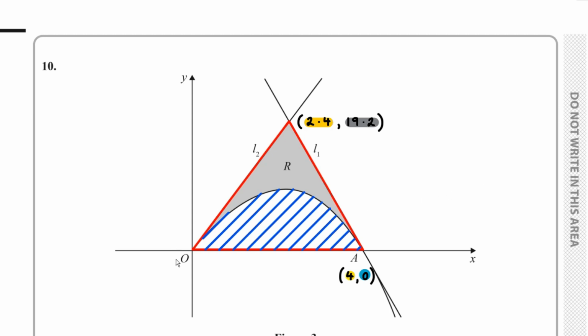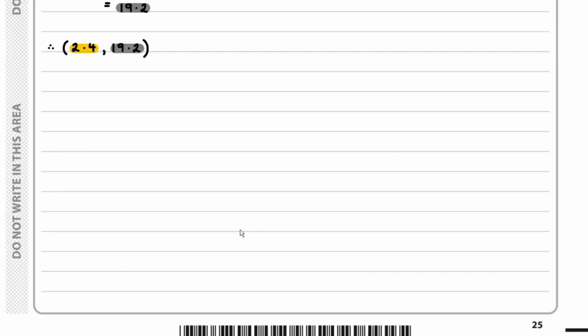We can now find the area of the triangle. To find the area of the triangle, we have the base, which is 4, and the height, which is 19.2. So we have the area of the triangle equaling a half times 4 times 19.2. And if we work this out, we end up with 192 over 5.